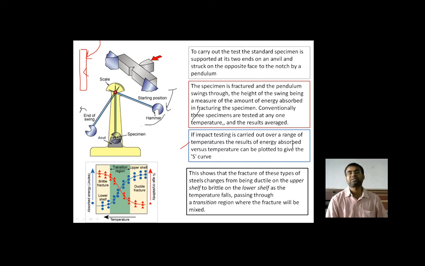So the specimen is fractured and the pendulum swings through the height of the swing beam, a measure of the amount of energy absorbed in fracturing the specimen.